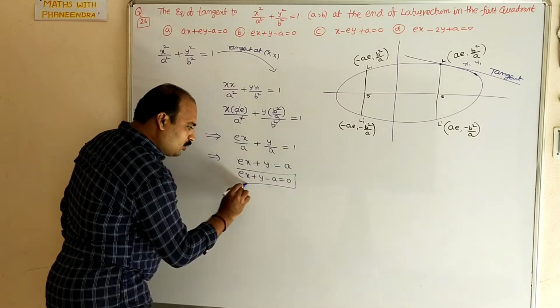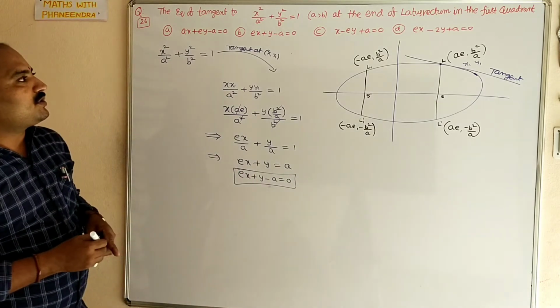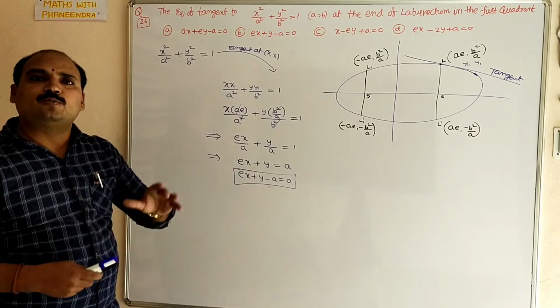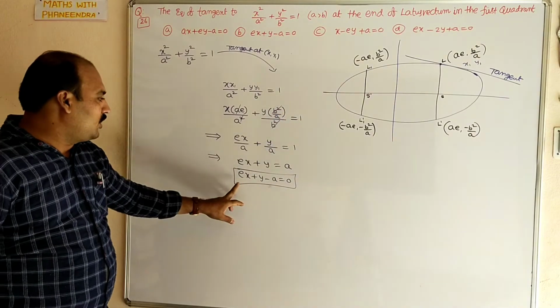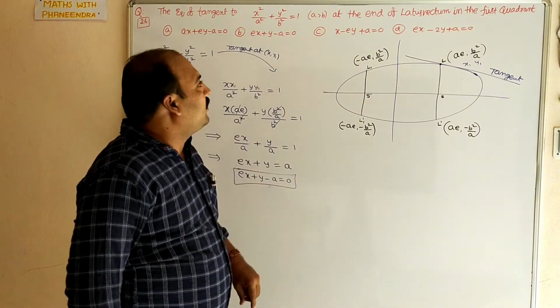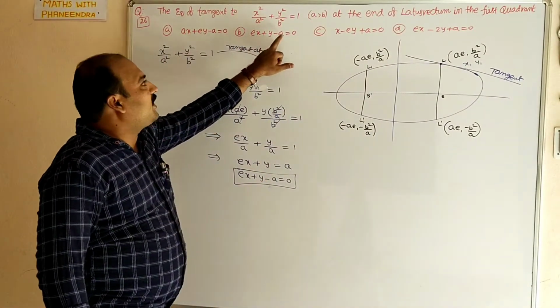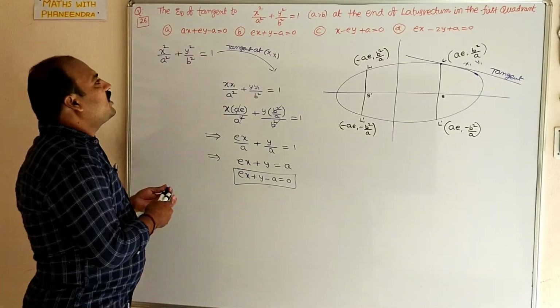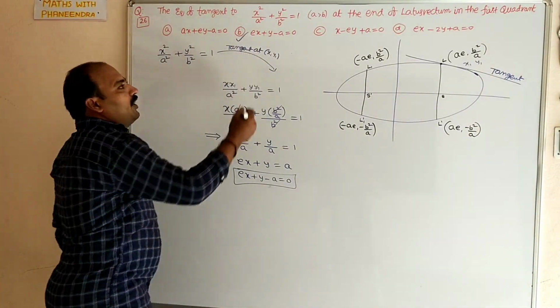This is the equation of the tangent at one end of the latus rectum which belongs to quadrant 1. So ex plus y minus a equal to 0, which is there in the second option we have.